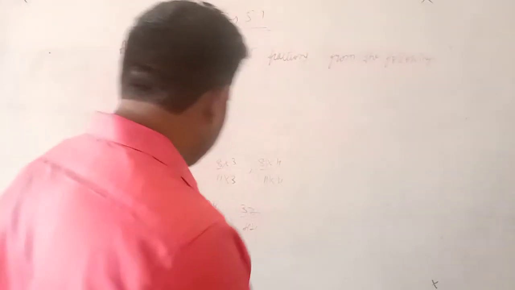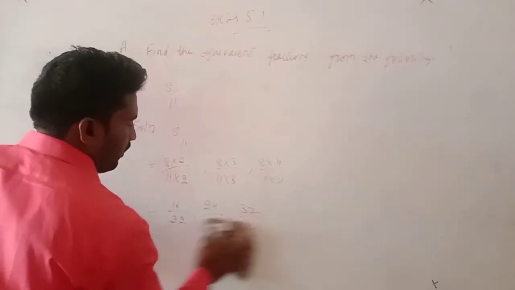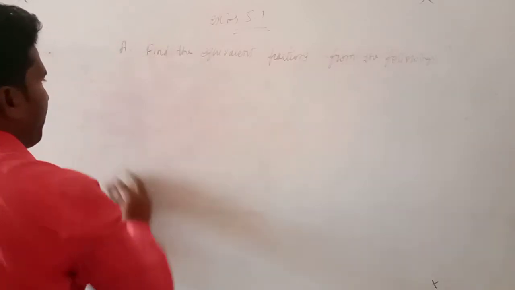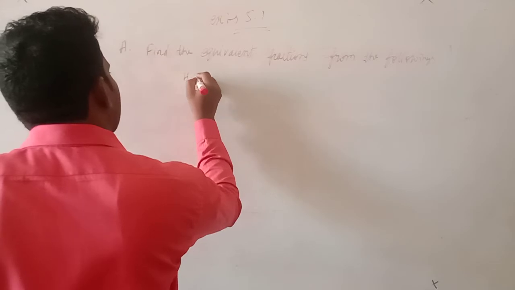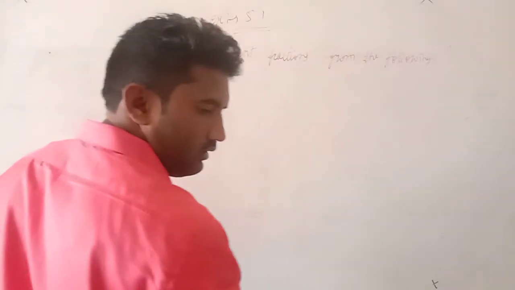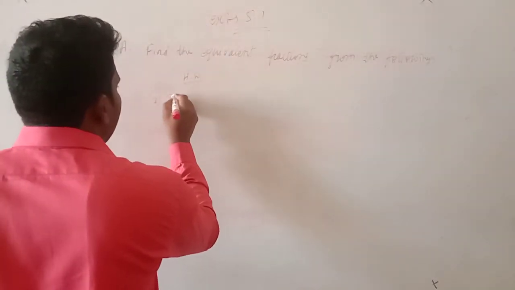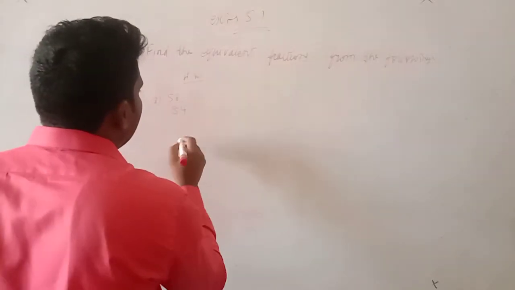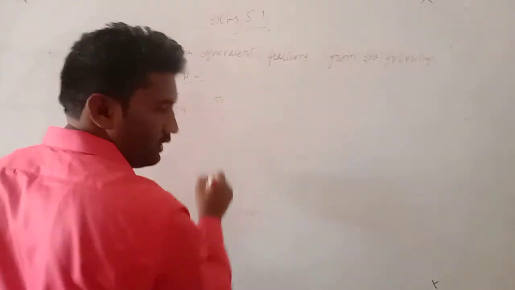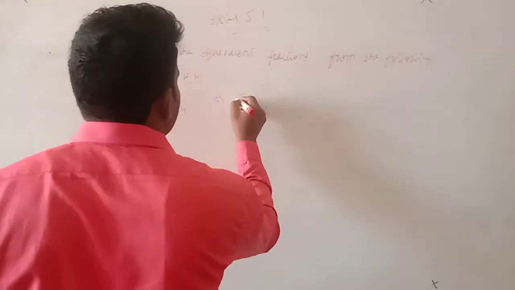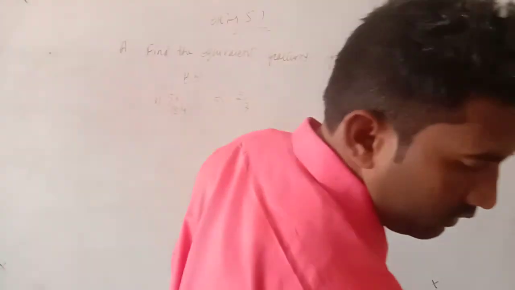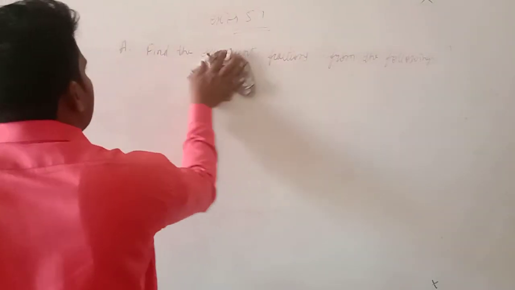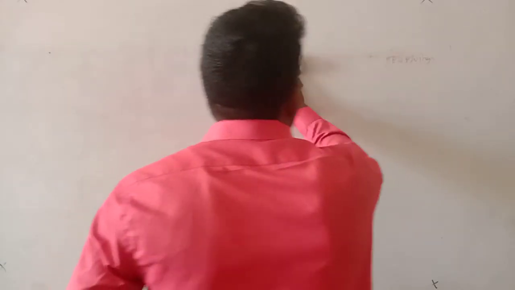Now, there are another two problems in the first main. Those are for homework. That is 56 by 84, and the fifth one is 2 by 3. These two are for homework.